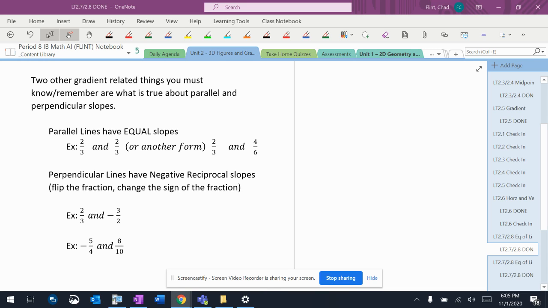So I did forget that I have this in here. This will come into play more in the next section after this one. But let's review this. I talked about it earlier when we did just gradient by itself. Parallel lines' slopes have to be the same.